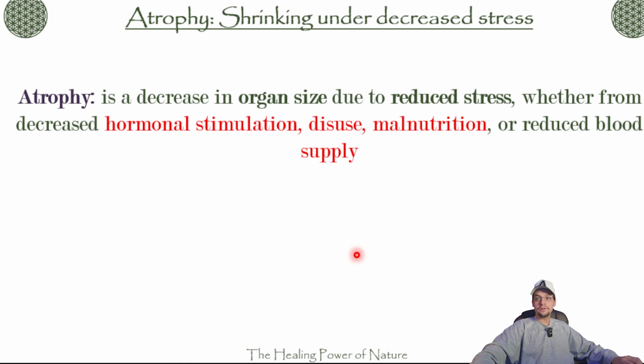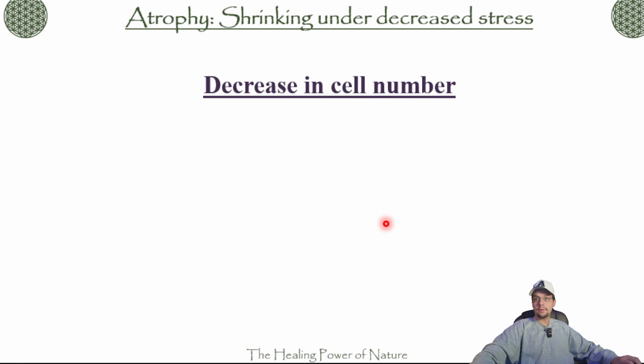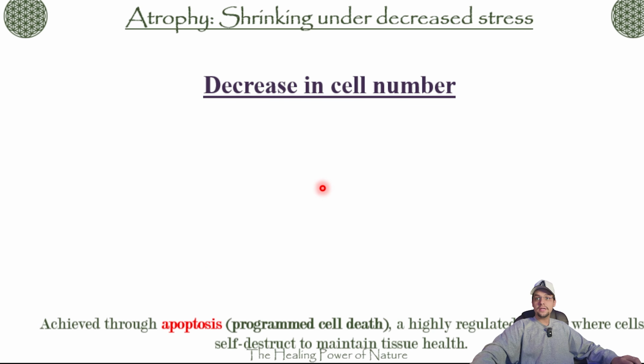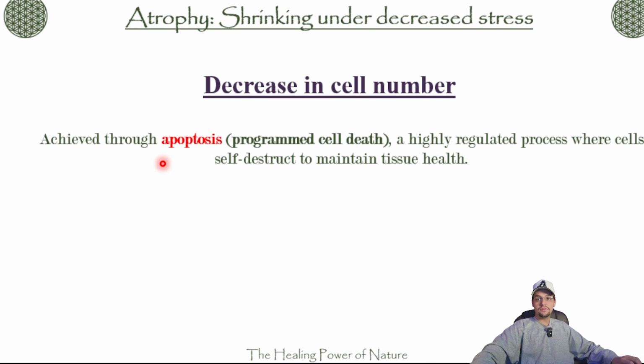When it comes to atrophy, though, it happens in two distinct mechanisms. The first is a decrease in cell number and a decrease in cell size. It's very important that you recognize that atrophy is both a decrease in cell number and a decrease in cell size. So the first one we're going to talk about is a decrease in cell number, okay? A decrease in cell number is achieved through apoptosis. What is apoptosis? Basically programmed cell death.